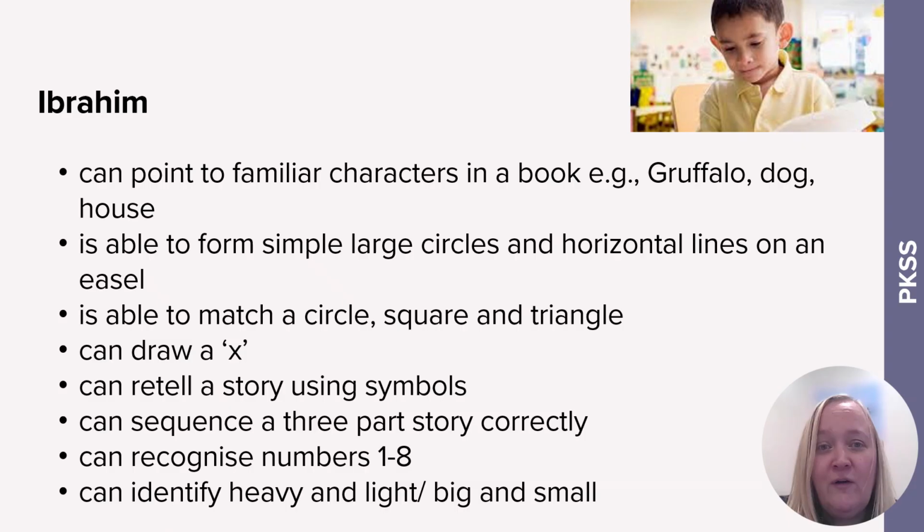Now we're going to have a look at examples of children working at the pre-key stage standards and where they would be. Here is Ibrahim. Have a look at what he can do. He can match a circle, square and triangle. He can recognise numbers 1 to 8. What pre-key stage do you think he would be? The answer will be coming up later.